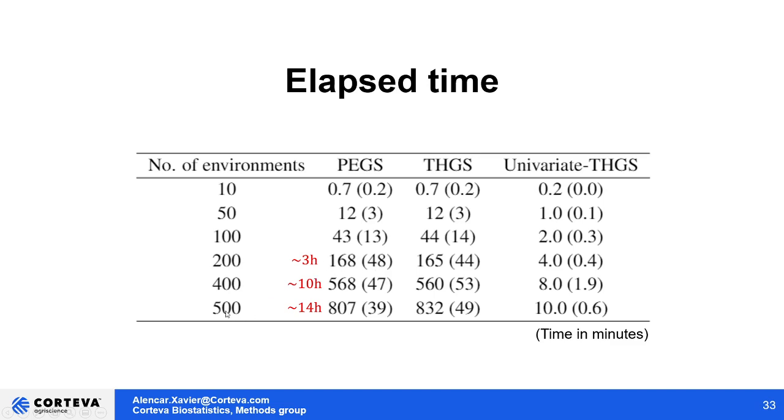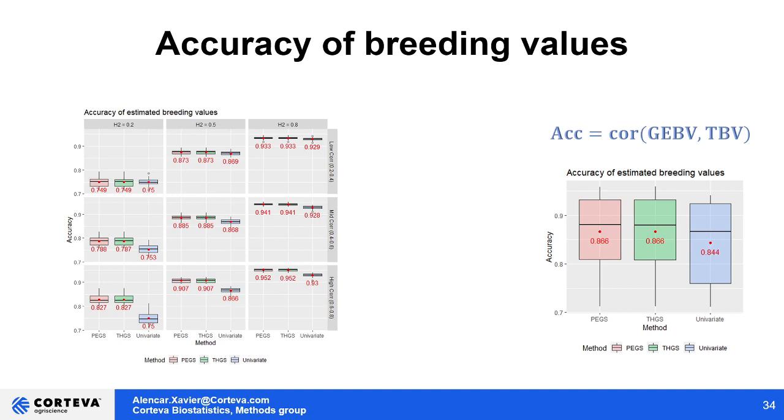But if you go up to 500 environments, here for this particular study we used all the individuals observed in all environments. So if we were to fit 500 environments and all 5,000 individuals, it took us roughly 14 hours. And if you are familiar with multivariate methods, you'd think that's not inconceivable.